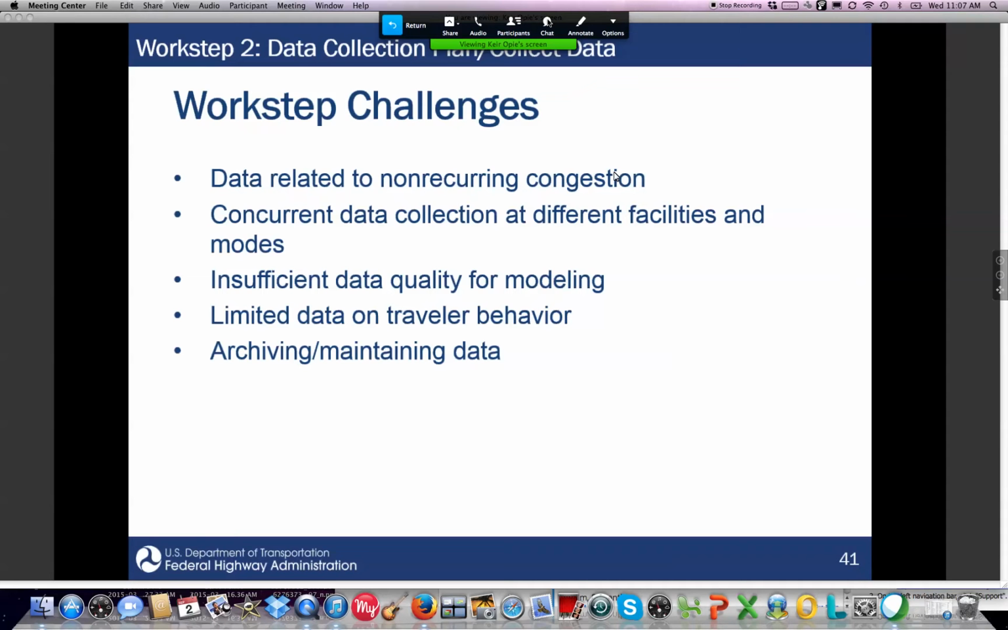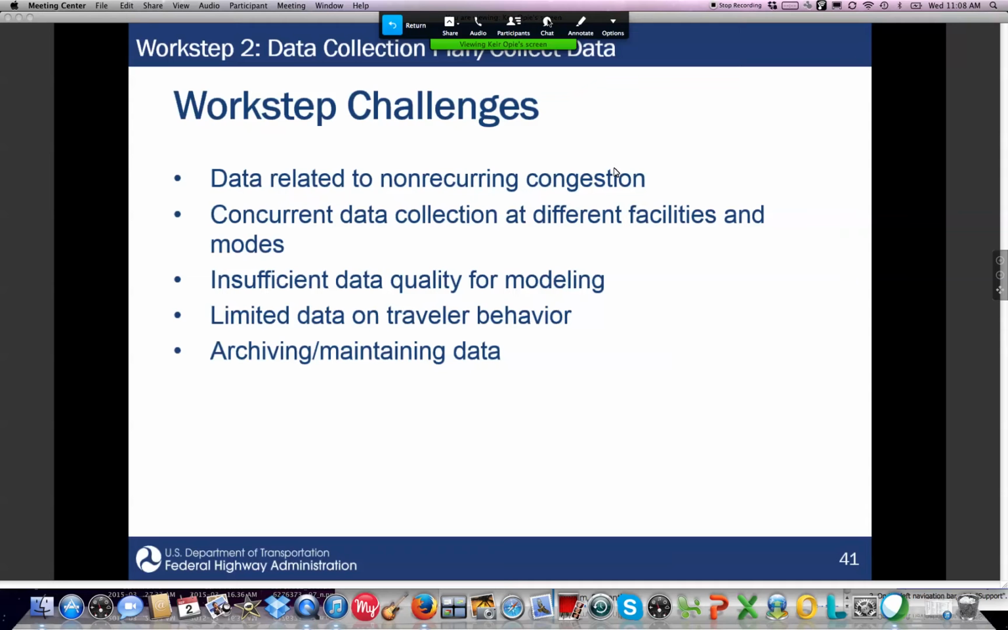Some of the data challenges, again, just looking at the non-recurring elements. I'll give you an example of this. We're actually looking at a post-deployment assessment of the ICM pioneers in San Diego and Dallas right now. One of the things we're looking at is going back and using the models that we have to model actual accidents and incidents that we saw out there. And we're trying to use the real-world data to help calibrate the models to make sure we're modeling the accident properly.